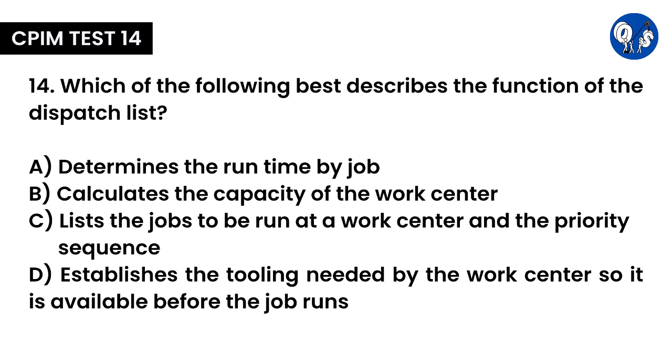Question number 14. Which of the following best describes the function of the dispatch list? A. Determines the runtime by job. B. Calculates the capacity of the work center. C. Lists the jobs to be run at a work center and the priority sequence. D. Establishes the tooling needed by the work center so it is available before the job runs. Here the correct answer is C. The purpose of the dispatch list is to provide a list of jobs for each work center in the priority sequence by which they are to run.